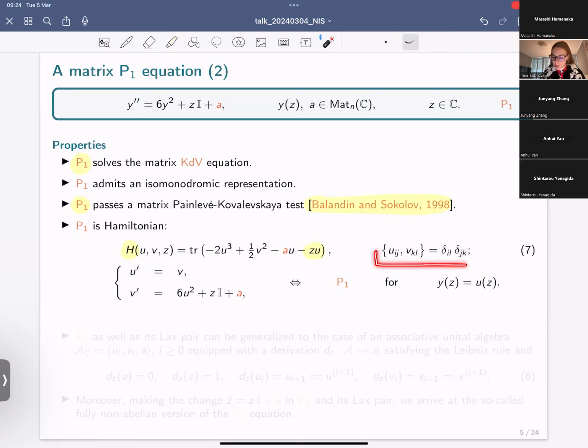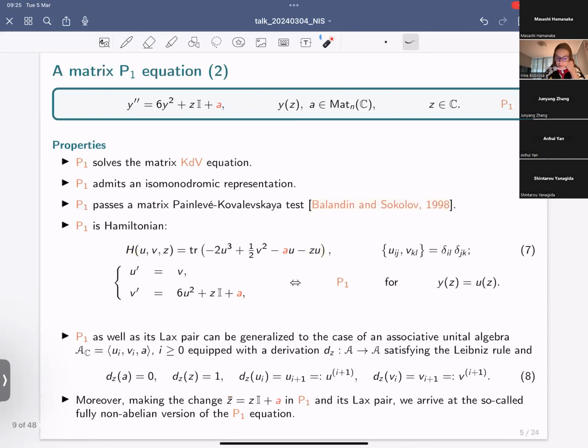If we consider this constant Poisson bracket between the matrices U and V, we can obtain these motion equations for the matrix variables U and V. It's easy to see that we can reduce this second order system of first order ODEs to the Painlevé 1 equation just by substituting the variable v into the second equation. So this equation has many nice properties.